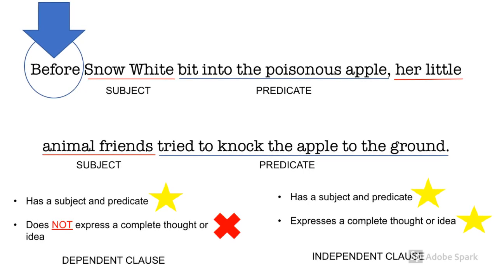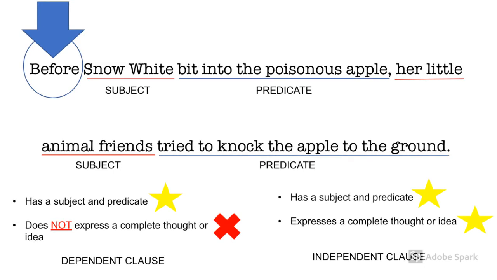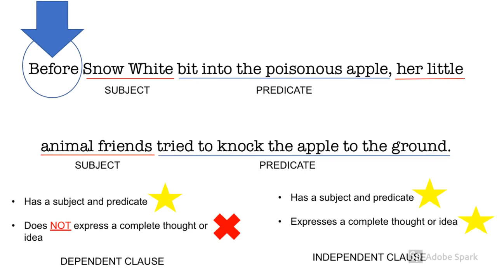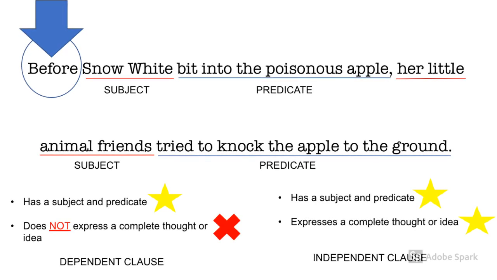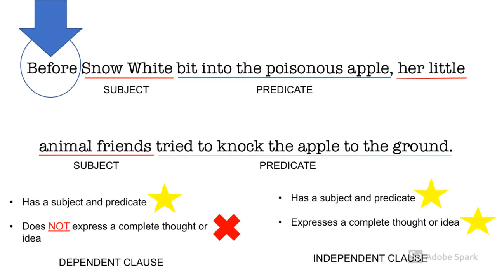The dependent clause now makes sense because we know what happened before Snow White bit into the apple. And the clause, her little animal friends tried to knock the apple to the ground, is an independent clause because it has both a subject, a predicate, and it expresses a complete thought. Without the first part of the sentence, we still have a clear idea of what happened.